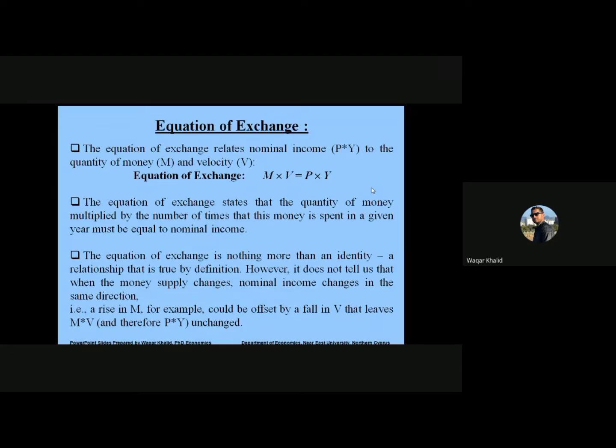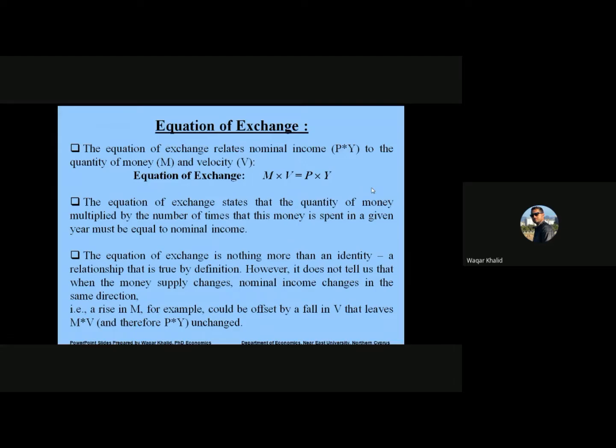The equation of exchange states that the quantity of money multiplied by the number of times that this money is spent in a given year must be equal to the nominal income. Look at this equation. On the left hand side, we have money supply and velocity of money. And on the right hand side of this equation, we have the price level and output.